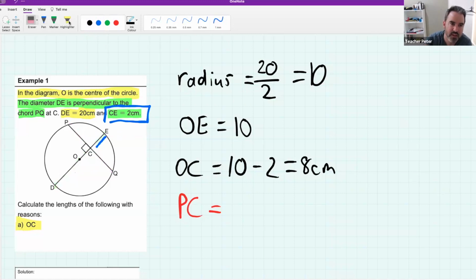Let me get rid of all of this. We know that DE is 20, so the bit in yellow is 10. That's OE, so OE is 10. Now, it then tells us that CE, the bit in blue, is 2. It doesn't seem like a very good scale drawing, but if that's 2 and the whole thing is 10, then OC would need to be 8. Does that help, Naledi?